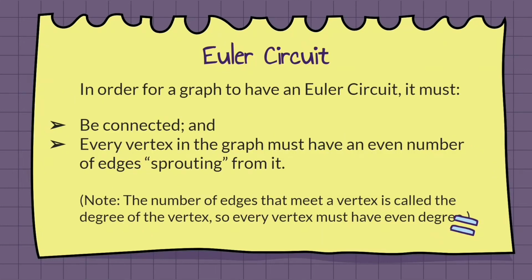So for a graph to have an Euler circuit, it must first be connected, and every vertex in the graph must have an even number of edges sprouting from it. What do you mean by this even number of edges sprouting from it? Class, as you have noticed, every vertex, if it has multiple edges, nagagikan ana ang vertex. So we have this vertex, and then nag-sprout na siya og multiple edges. That number of edges must be even. And what we call this number of edges that meet the vertex is the degree of the vertex. So every vertex must have even degree for it to have an Euler circuit.